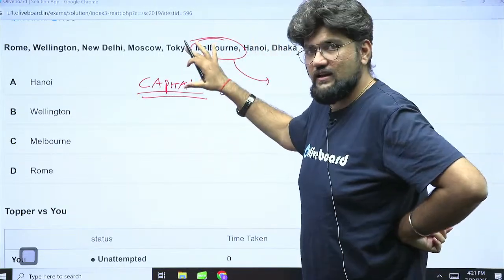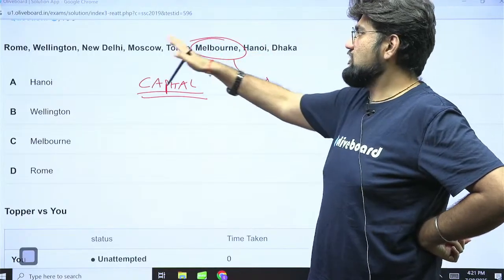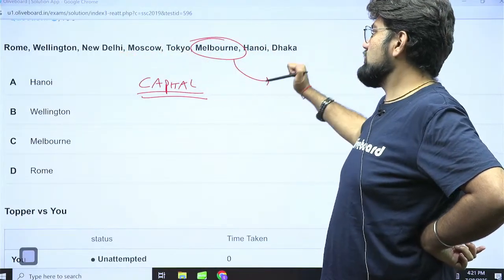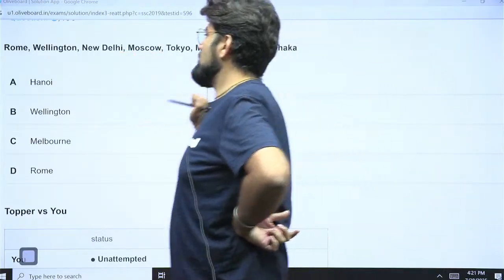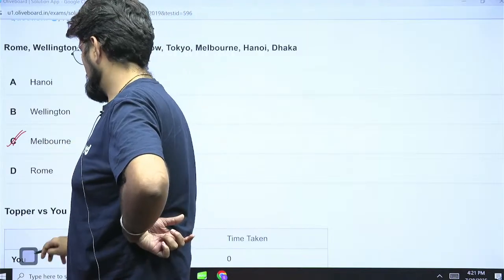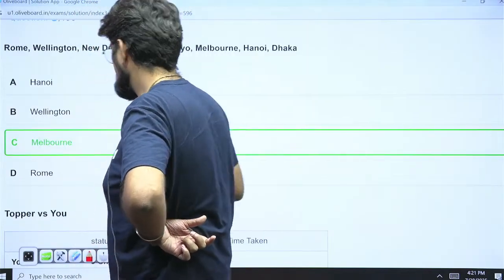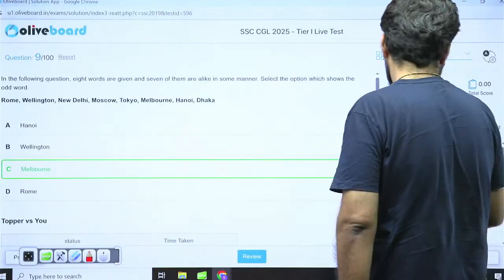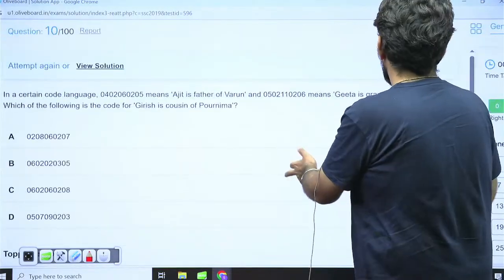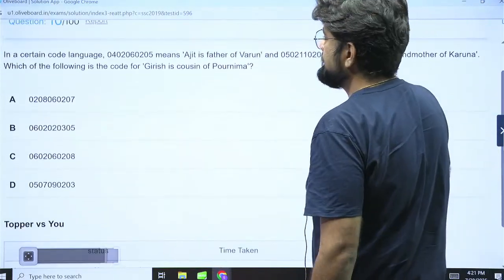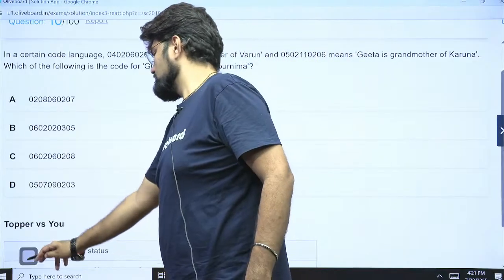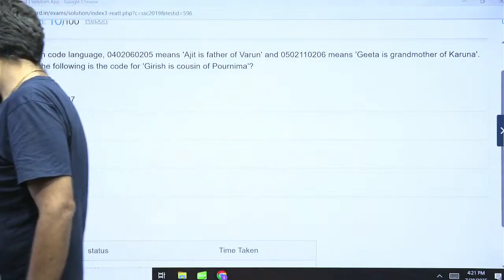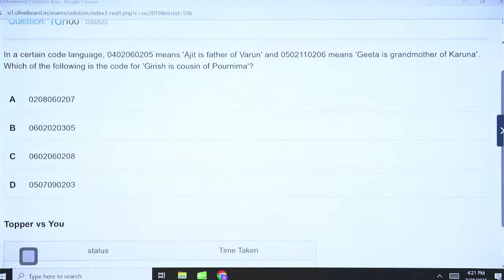So the capital of Australia is Canberra, and which is not mentioned here. Rest everything, somewhere or the other is the capital of a country. So Melbourne becomes my correct answer. Option C is the right one. Cool. 24 seconds. Very good. Geography is pretty good for our topper. See, interesting variations you will see. Very good, excellent.